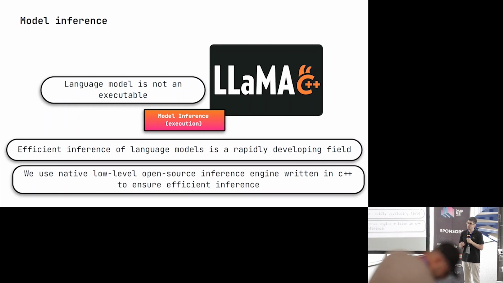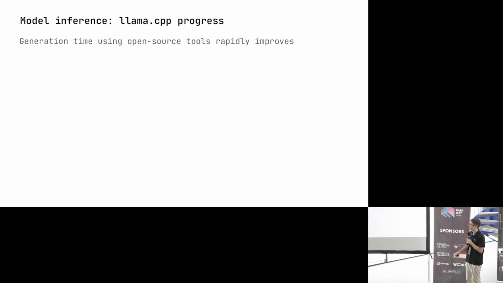In our feature, we use a native low-level open-source inference engine called Llama CPP. And let me dig a little bit into the details here. As I said, model inference is rapidly evolving, and generation time using open-source tools rapidly improves. And I want you to feel the velocity of this improvement.